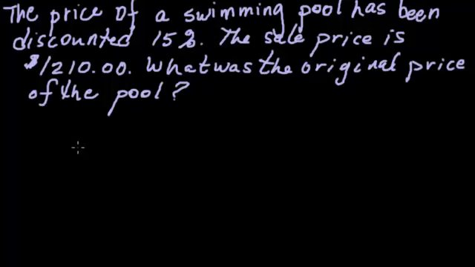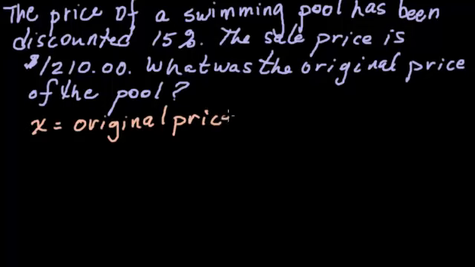So in order to figure out what I'm going to do first, I think to myself, well, what are they looking for? And they're looking for the original price of the pool. So I'm going to let that be x. x equals original price of my pool. Now, in order to calculate that sale price, what they did was they took 15% of the original and then subtracted it. So we took our original minus 15% of that original, and we got $1,210.